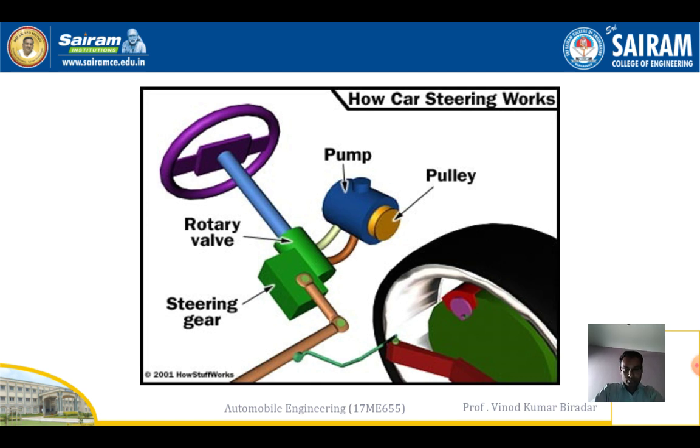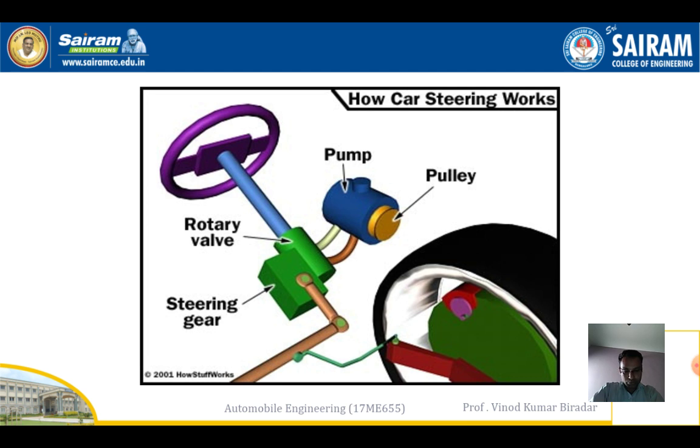Okay, so here, look at the rotary valve. The steering wheel is connected to a long shaft, and along with it a rotary valve is connected. Here there are some linkage parts connected across this link between the two wheels. So here the tires toe in and toe out during motion.